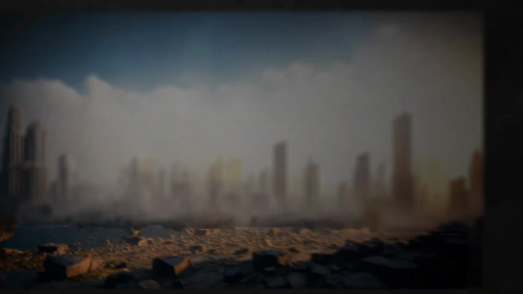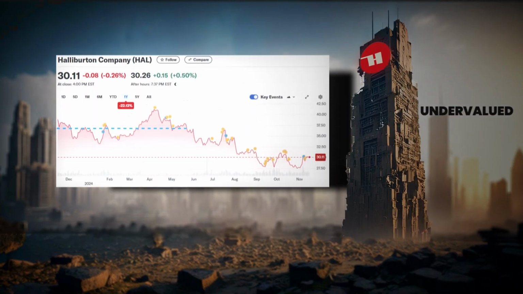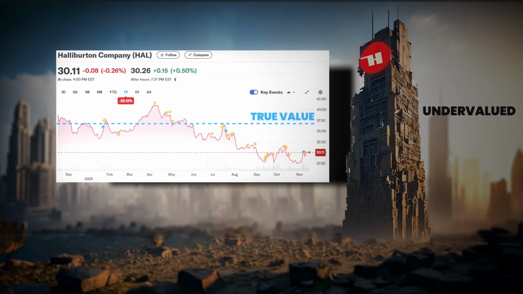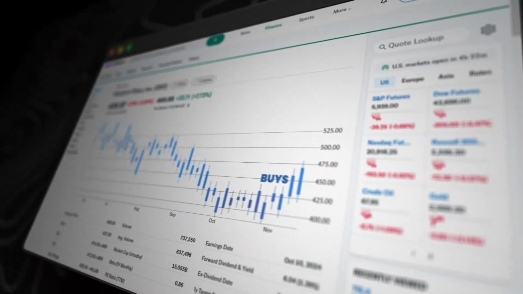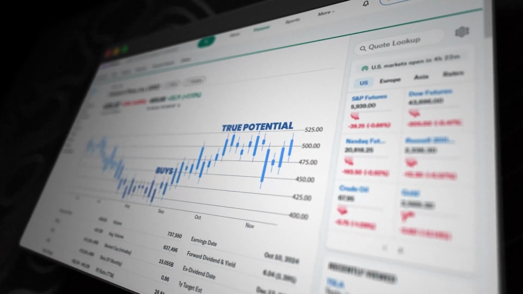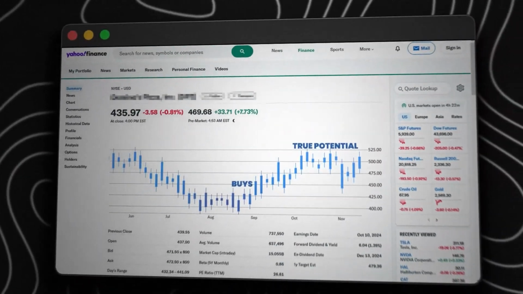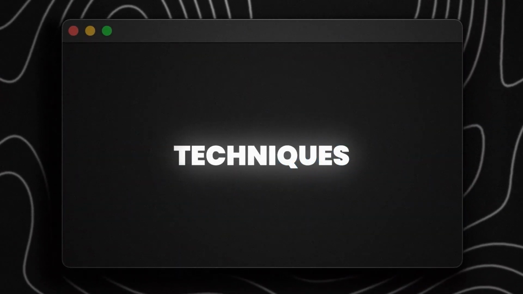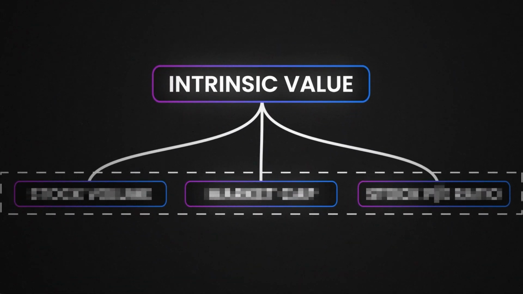Graham's theory of intrinsic value is all about finding stocks that are undervalued by the market, where the stock price is trading below the company's real worth. This is the heart of value investing, buying low and waiting for the market to recognize the company's true potential. And today, I'm going to show you how to use some of the same techniques to find a stock's intrinsic value. Now, let's dive into some of the most important financial metrics you can use to evaluate a stock.